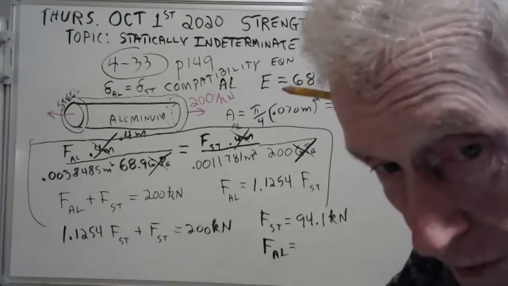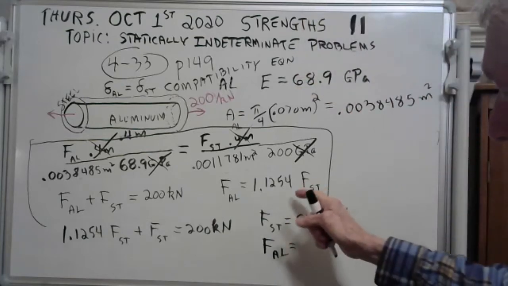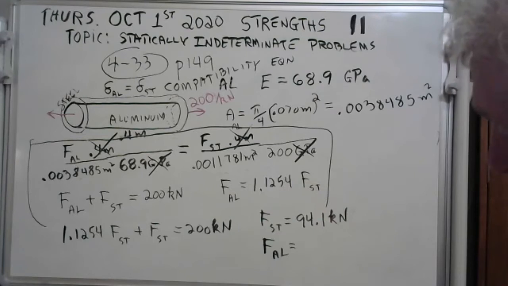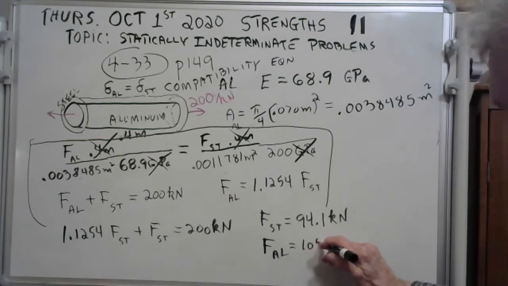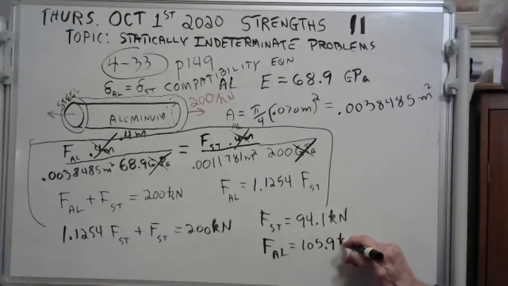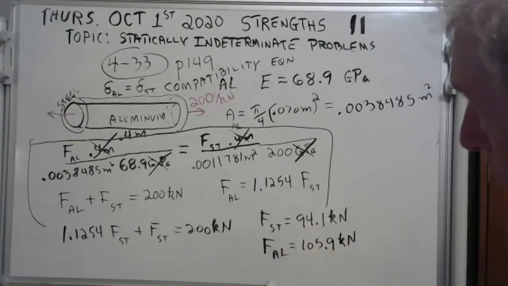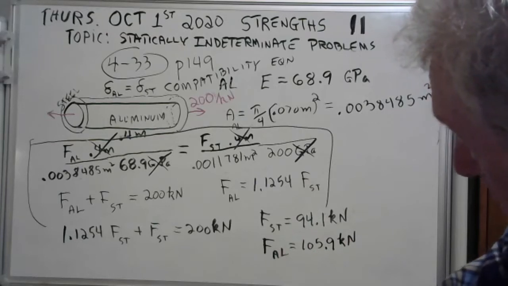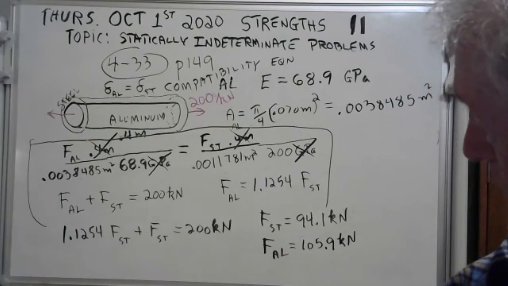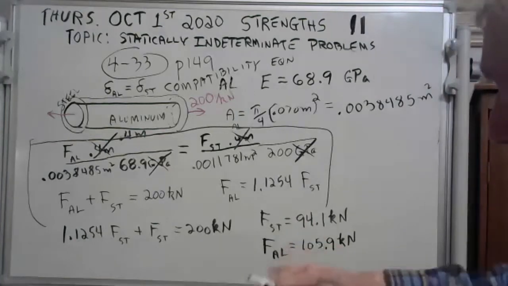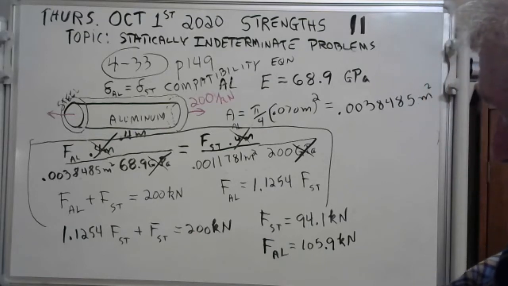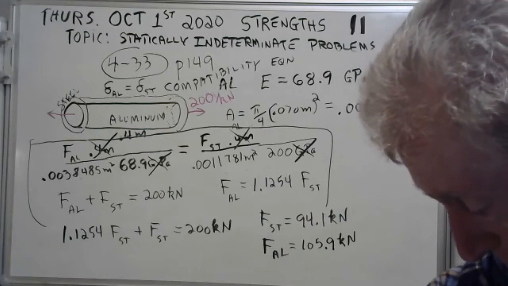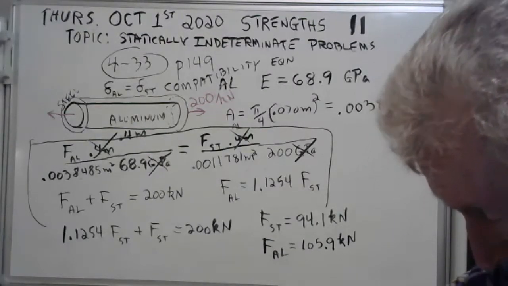The force of the aluminum will be multiplied by 1.1254. I'm getting 105.9 kilonewtons. Now, if you add these two together, do you get 200? You know what? I think you do. It looks like the steel is supporting 94 kilonewtons, and the aluminum is supporting 106 kilonewtons. But that's not what they want.